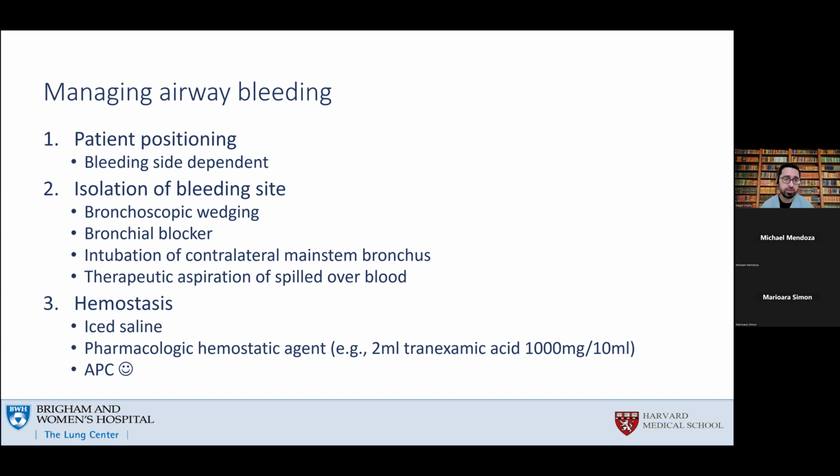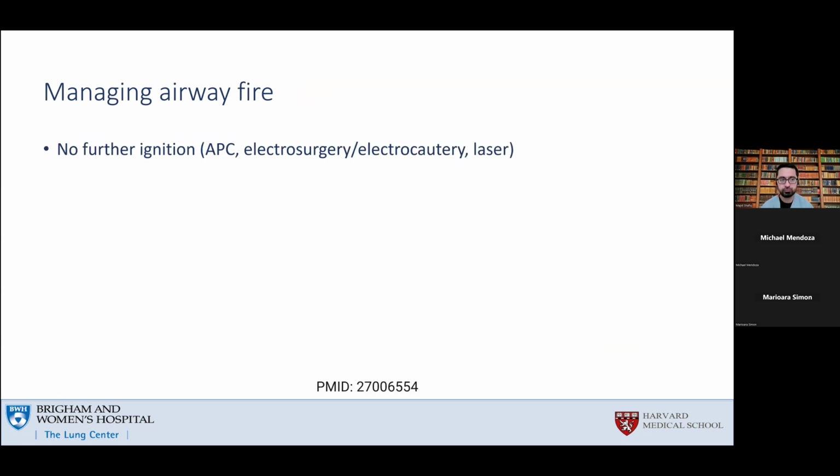So a lot of the times, if I'm performing therapeutic bronchoscopy and I know exactly where the bleeding is coming from, I might reverse this order and actually use APC first and foremost, and a lot of the times it's going to fix the issue and nothing else. How about managing airway fire?